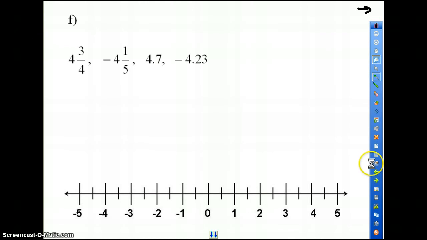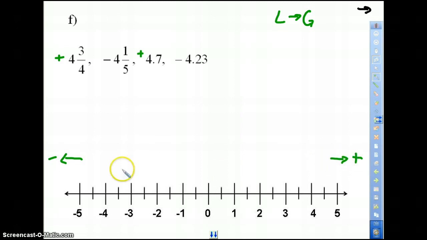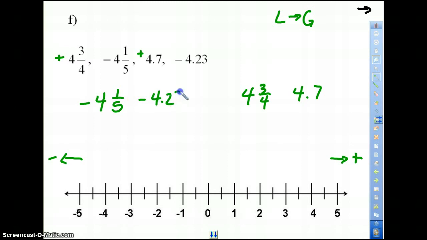Okay, we want to order these least to greatest. And I've got mixed numbers and decimals, and I've got positives and negatives, a positive number and a negative number. Okay, well, I definitely know that negative numbers are smaller going that way, and positive numbers get bigger. And the more we move to the right on the number line, the bigger the number's getting. Well, I definitely know that the two positives, the 4 3/4 and the 4.7, go down in here, and the two negatives are smaller. The negative 4 1/5 and the negative 4.23 go down in this area. So these two are bigger than these two. So I've kind of split them into the sections on the number line where they go.